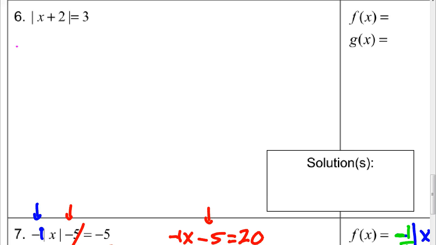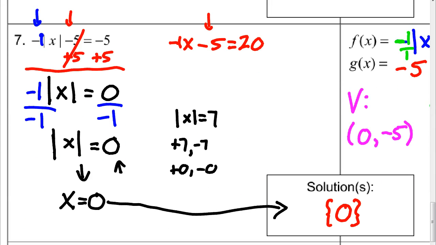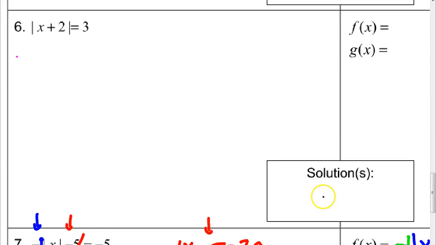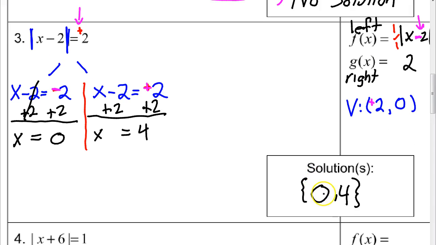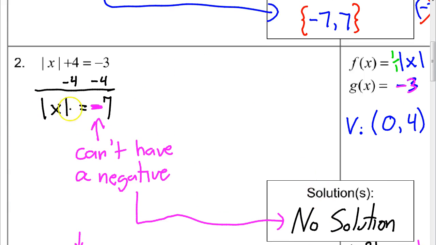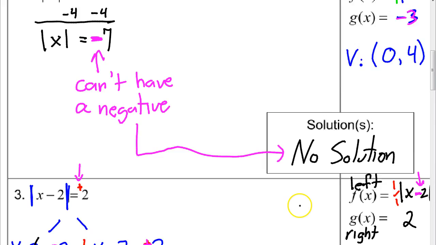So those are the three different types of answers with one solution. And then on the front, we had 1 and 3 that had two solutions, but number 2, you can't have a negative when you have an absolute value. It doesn't make sense, so we have no solution.